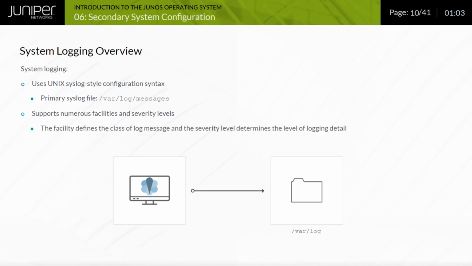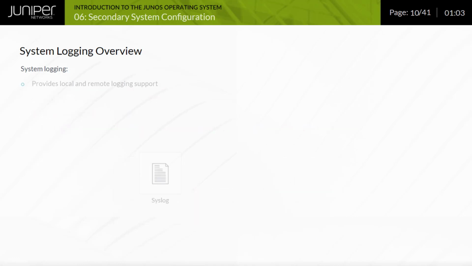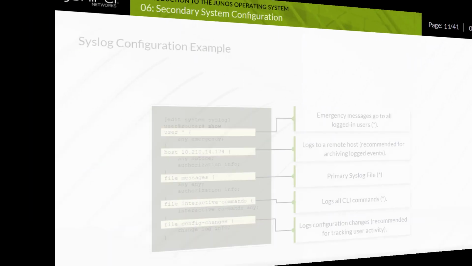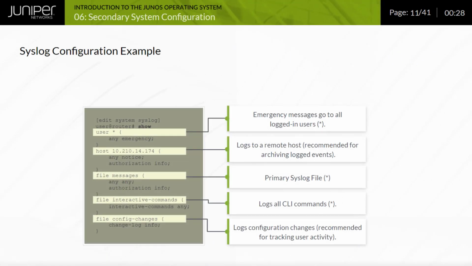The facility is listed first and defines the class of log messages. The severity level is listed second and determines the level of detail to be logged. Syslog information can be logged to individual files such as the /var/log/messages file, or it can be sent to a remote server. Remote logging and log file archiving is recommended to aid in troubleshooting efforts. Various syslog configuration examples, including a number of the default settings, are displayed on the screen.